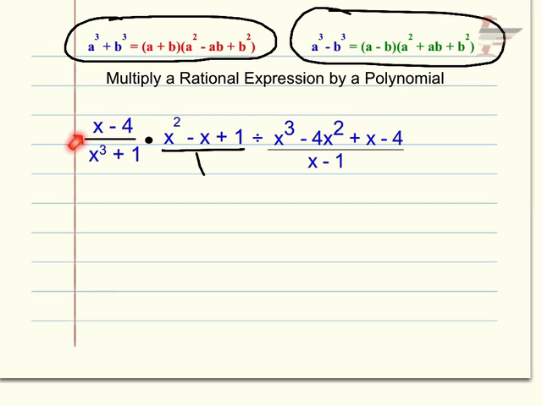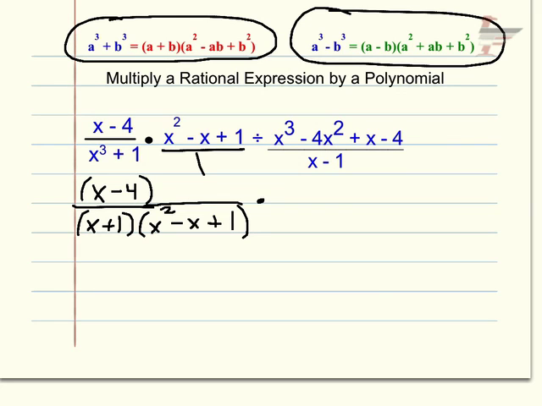Alright, so the first fraction, x minus 4, does not factor, and that's fine. Sometimes they don't. The denominator is x cubed plus 1. So x cubed is a perfect cube, 1 is a perfect cube. I'm adding them, so I'm going to utilize this formula. My a would be x, my b would be 1 because 1 cubed is 1. So I'm going to have a plus b, which is x plus 1. Then a squared would be x squared, minus ab, so that'd be minus 1x, and then plus b squared, which would be plus 1 squared, which of course is 1.